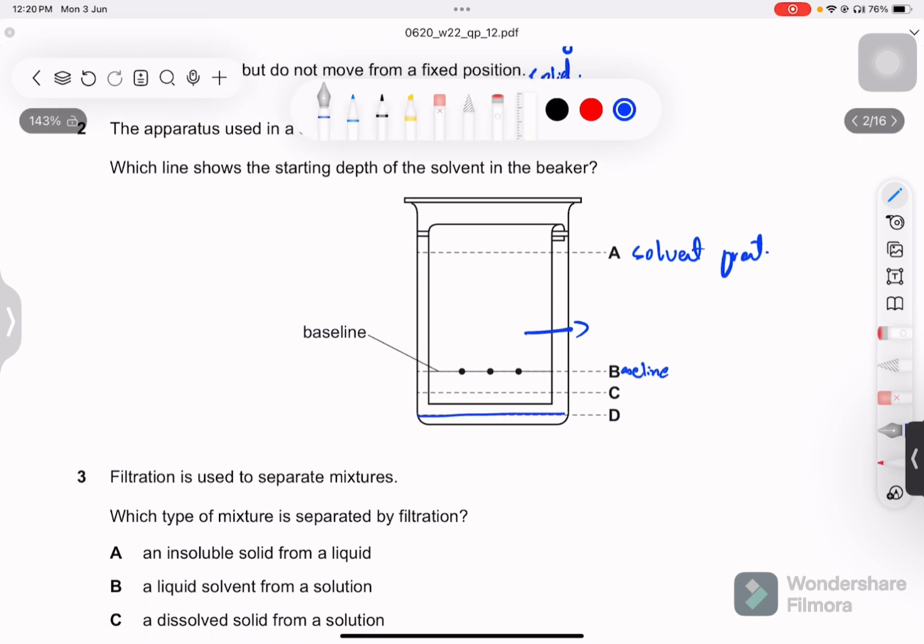D is below the paper. So we do not keep the solvent below the paper. Basically, this is asking us how much do we dip the paper into the solvent, into the water or whatever solvent it is. So it is C because it should be below the baseline and it should be on the paper. And A does not make sense. It is the solvent front, the distance which the solvent travels.